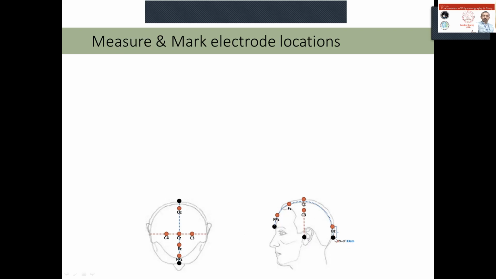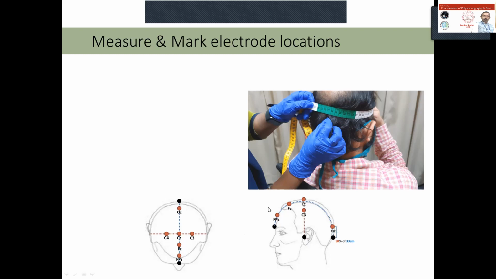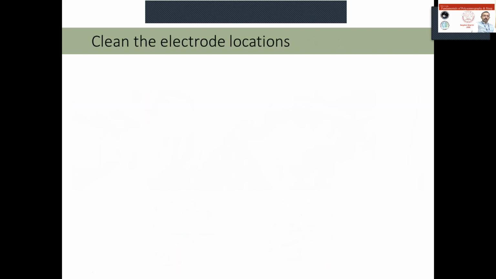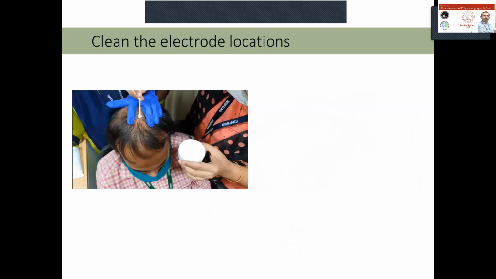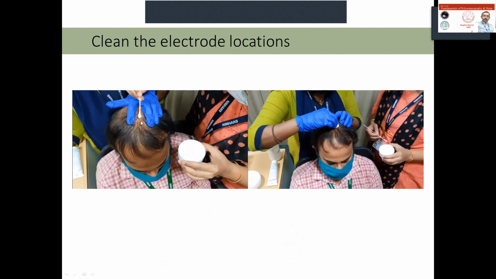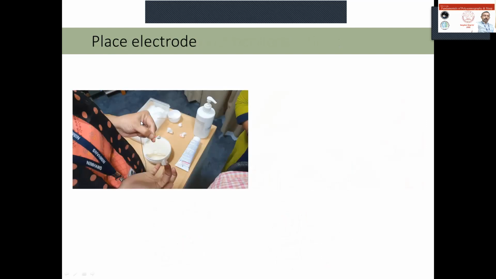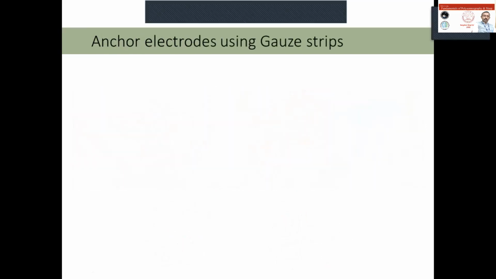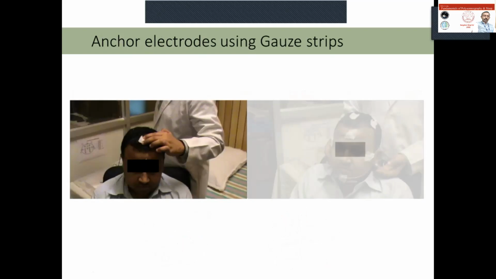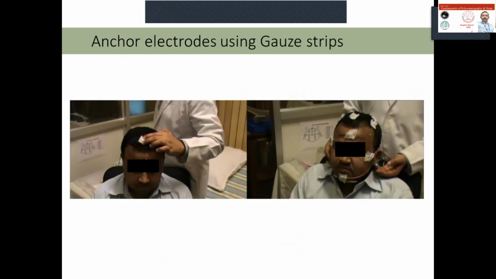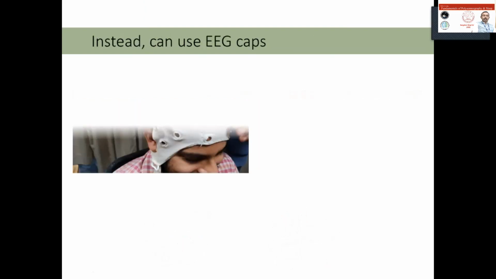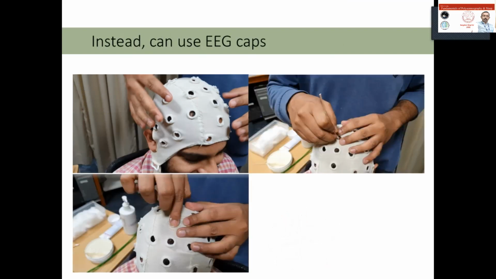And 10-20 system, the first electrode from the landmark will be 10%. All other electrode will be 20%, 20% apart. So based on this, you place the electrode. And once you identify the location, you clean that region and put an electrode paste. And the electrodes are placed. This will be covered more in detail later. And you will anchor them either using a gauze piece, or you can use electrode caps, which will be shown in detail today.